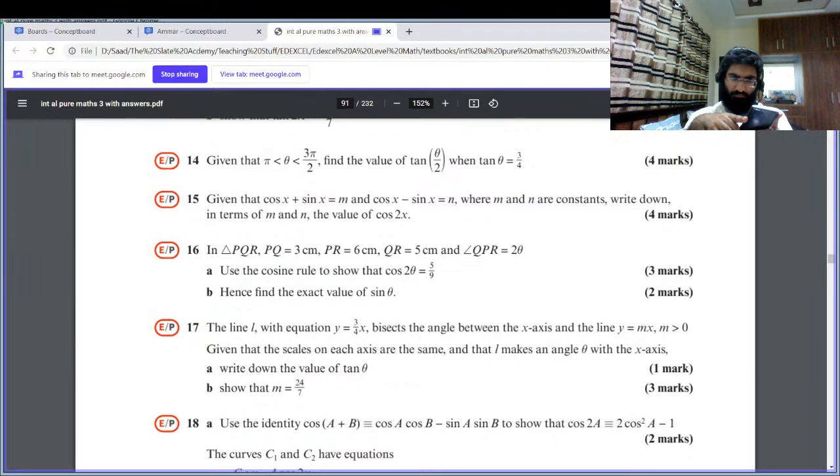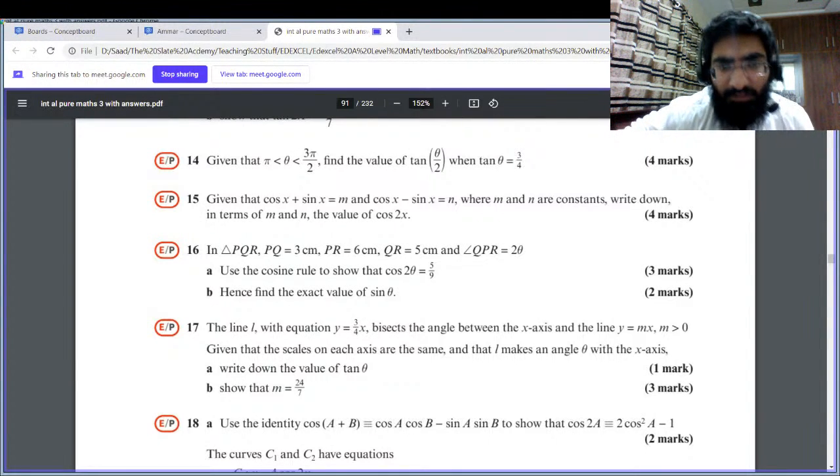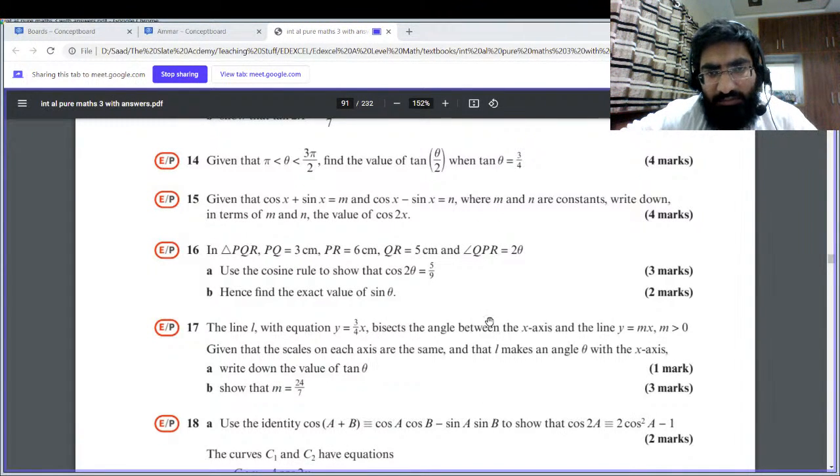Sir, for the cos double angle formula, is it 2 sine square x plus 2 cos square x? Which formula? Cos double angle formula? Yeah, the first one. Wasn't it minus? Okay, cos squared x minus sine squared x. There's no 2. Okay.